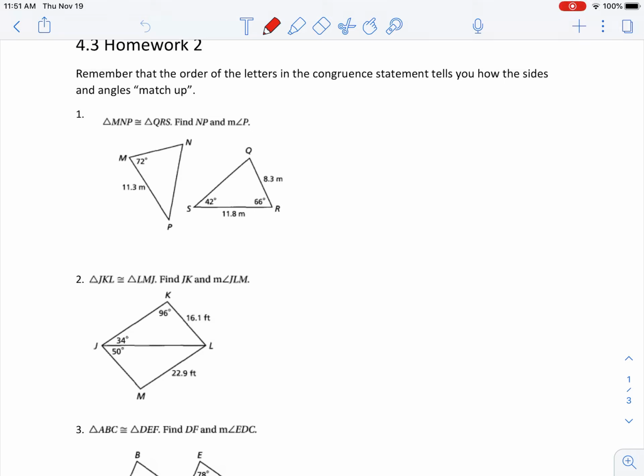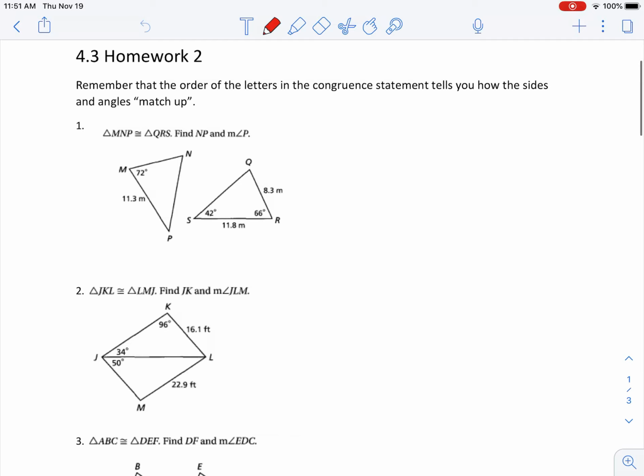There's been some questions about homework number 2 in section 4.3. So I'm going to do a few of these problems on this video and see if that helps you finish up the worksheet. At the top it says, remember that the order of the letters in the congruence statement tells you how the sides and angles match up.